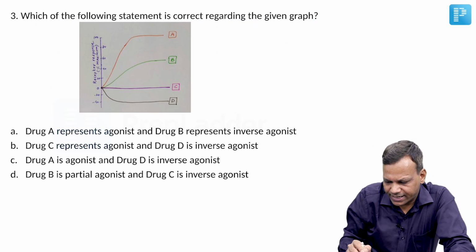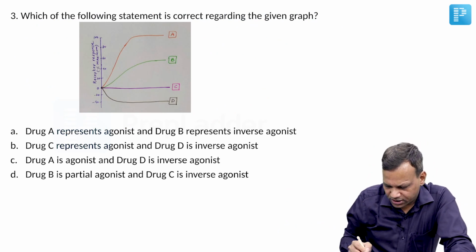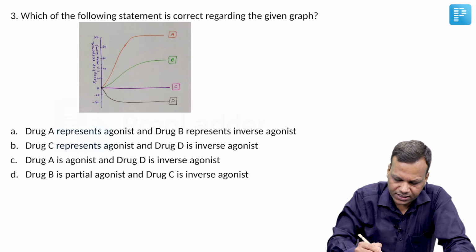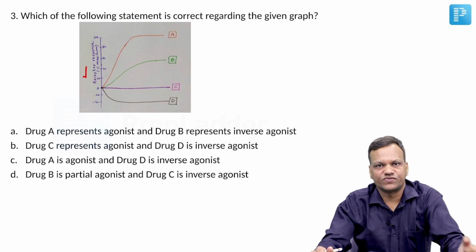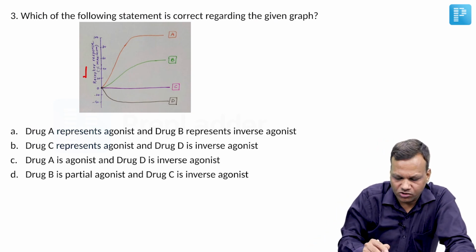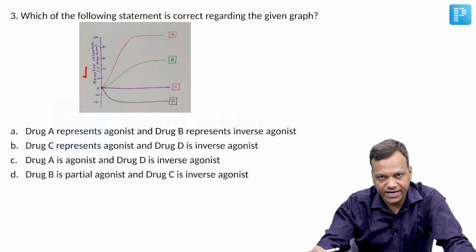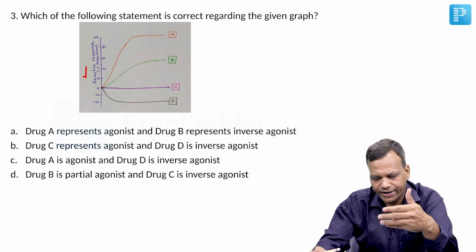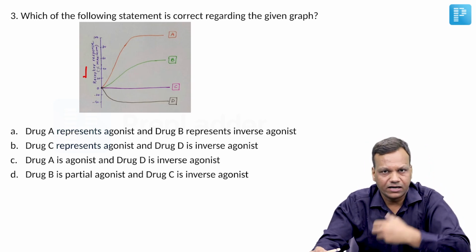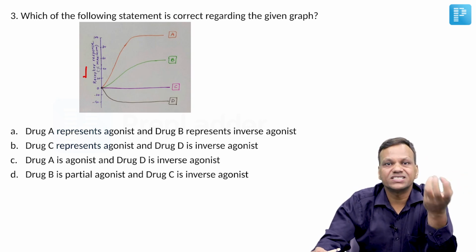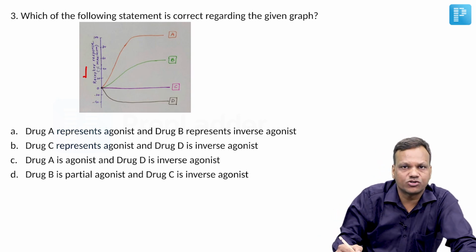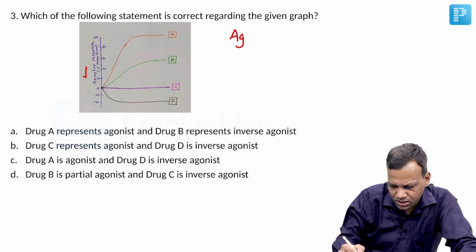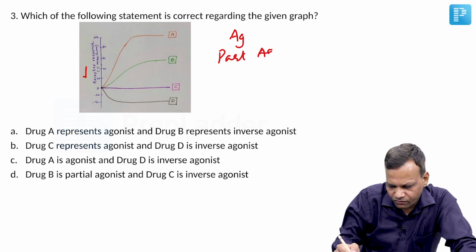Which of the following statements is correct regarding this graph? So this is the graph. If you see, it is a graph of the receptor response. That means how much percentage of maximum response we are getting. So we can get maximum 100% response or 80% or 50% or 0% or even lesser. According to that, we need to identify which types of drug these are. And basically percentage of maximum response means intrinsic activity. So if you remember, it's a very easy question. We have 4 types of drugs based on intrinsic activity: agonist, partial agonist, antagonist, and inverse agonist.